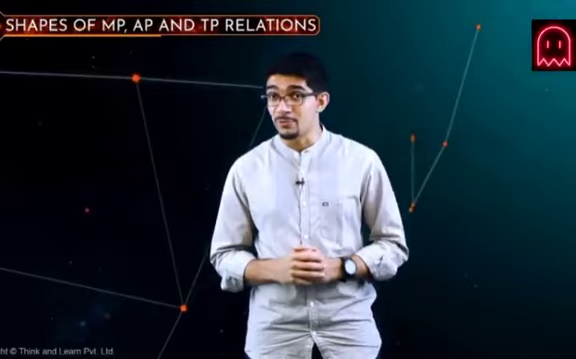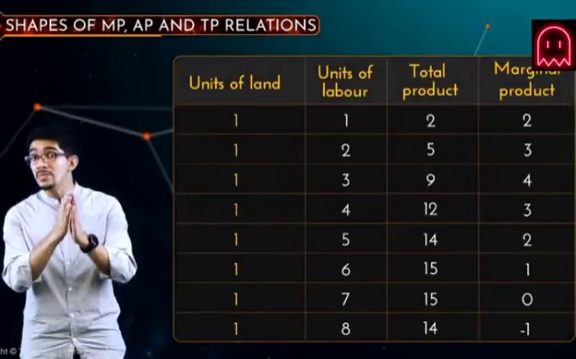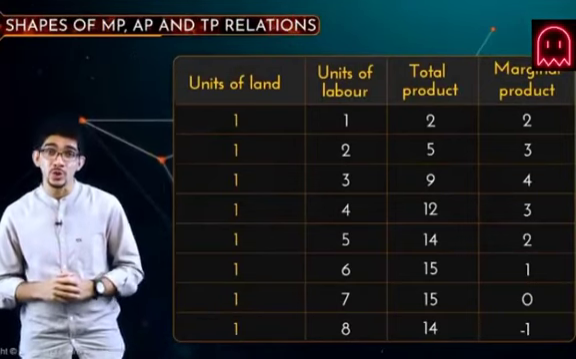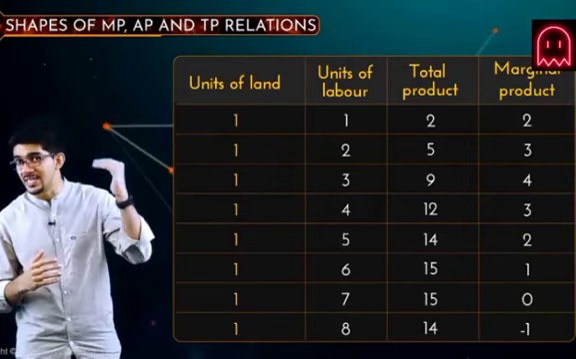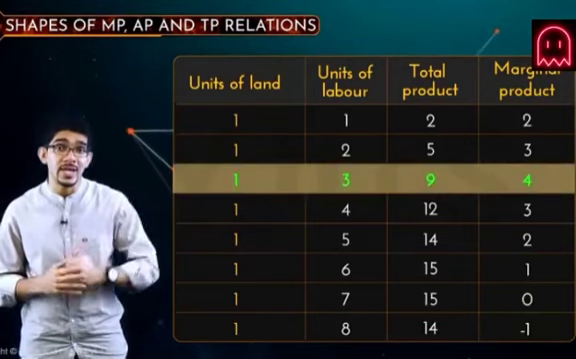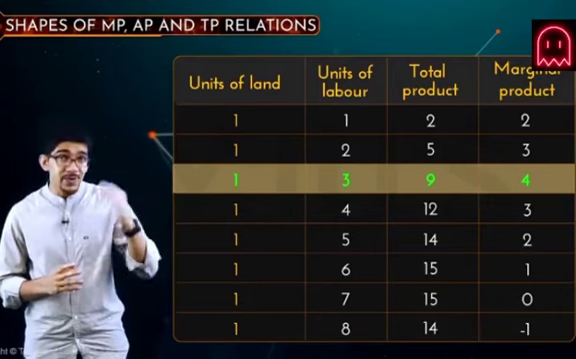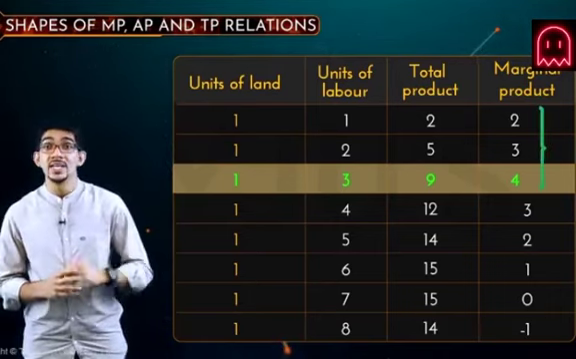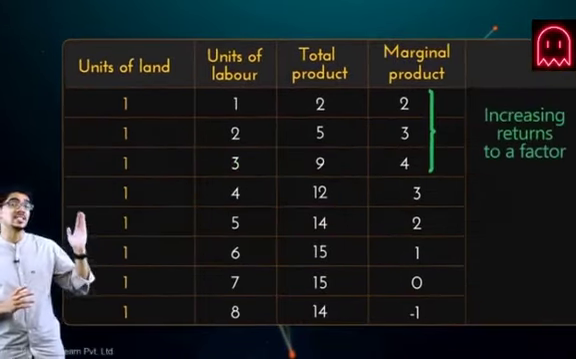Let us now represent the law of variable proportions at work in Chandra's farm, first in a tabular form and then in a diagrammatic form, and see the relations between TP, MP and AP. As we can see here, as more and more units of labor, the variable factor with land held constant, are used, MP tends to rise till this point, where 3 units of labor are employed in the farm. In this phase, TP or total product is rising at an increasing rate. This is the phase of increasing returns to a factor.